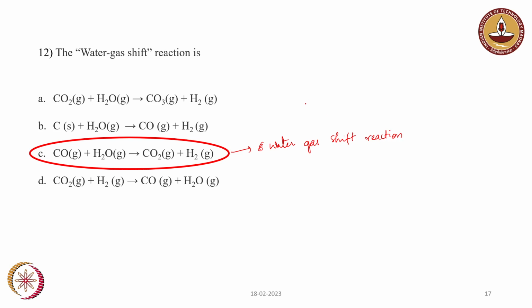And you should know that the syngas is CO plus H2 in 1:1 ratio. So they are both different. In syngas it's CO and H2, and in water gas shift reaction CO is reacted with water so that H2 is generated.